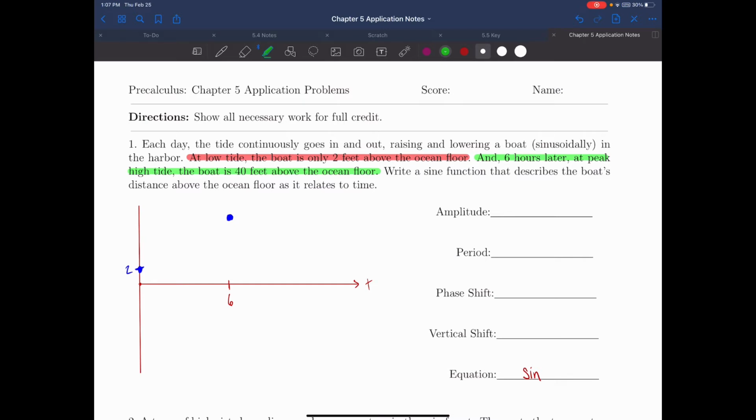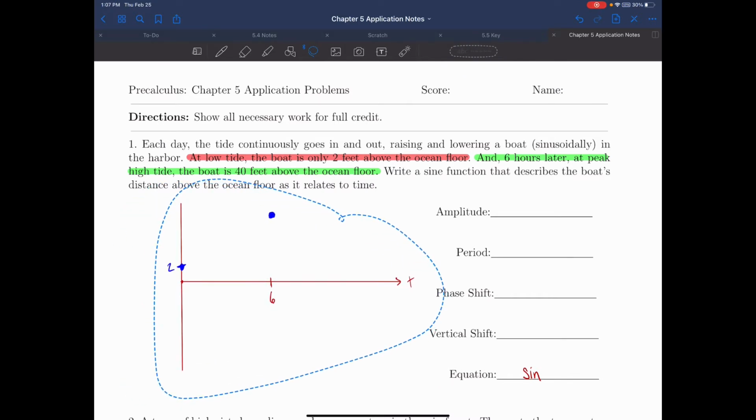If I look at that graph, there's actually plenty of information here to come up with the function, even though it doesn't look like it. I just have 2 points on this thing. This is the low and the high. That tells me there's got to be a phase shift, or this is an upside down cosine. 6 hours later, it was at 40 feet, so on the y-axis I will have 40, so that we have the peak and the dip.